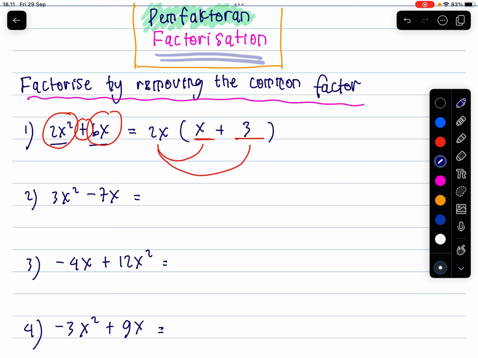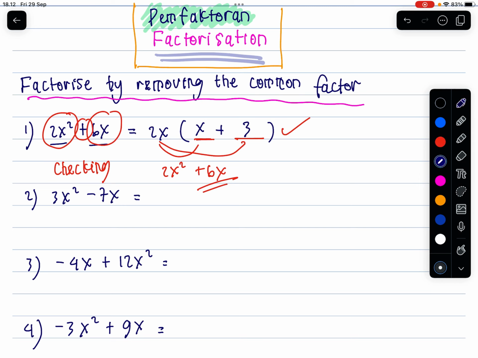Now, everyone, if you have time when you do tests, you need to do checkings. If you don't have time, then what can we do? But if you do, let's do the checking. How do we check? We check whether our answer is correct or not by doing the rainbow. So 2x multiplied by x is 2x squared, correct. 2x multiplied by 3 is positive 6x, correct. See, this is the question. So our answer is correct.